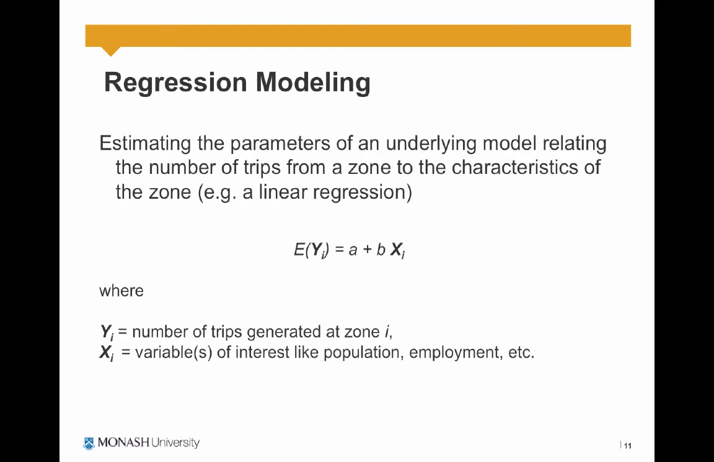In the regression modeling method, we estimate the parameters of a model relating the number of trips produced in a zone to the characteristics of the zone, using a linear regression or a nonlinear regression. So in this example, we formulated the linear regression as the expected number of trips generated at zone I equals a linear function of a set of variables of interest, x_i, like population, employment, etc. So in a regression modeling framework, we estimate this A and B.